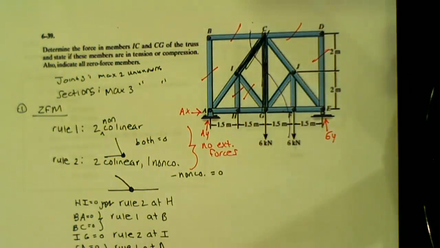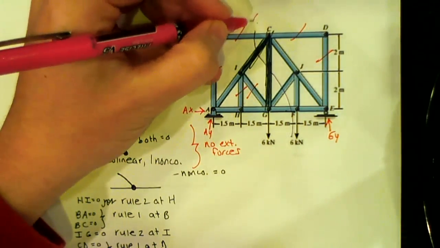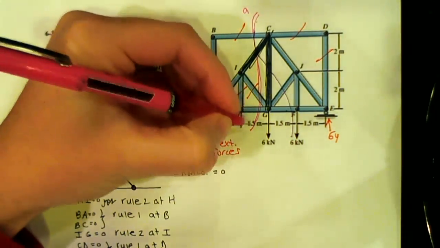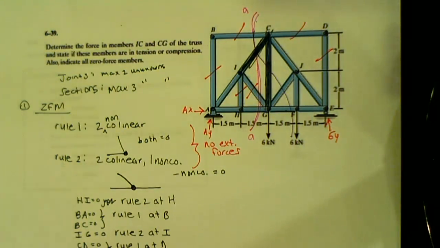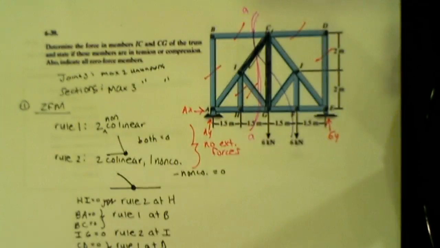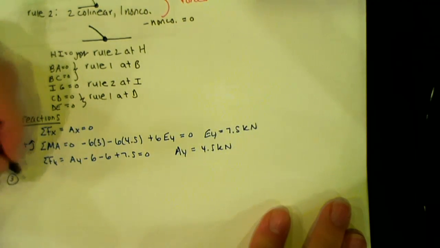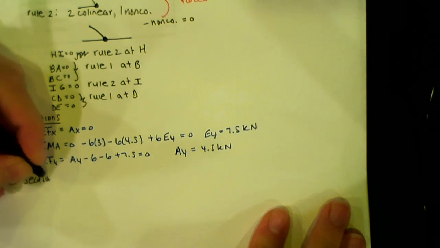So what I would do for this one is combine methods. You can do method of sections and method of joints in the same problem. So what I recommend is making this cut here. Let's call that cut AA. I'm going to use the left-hand side of this cut because it's easier. So redrawing that. Step 3, method of sections.